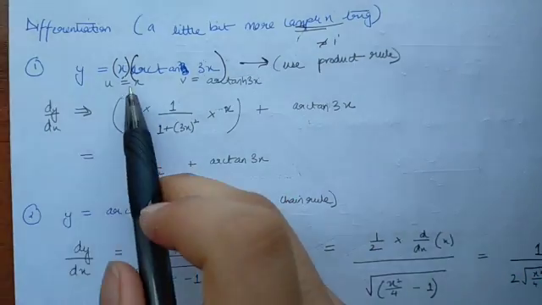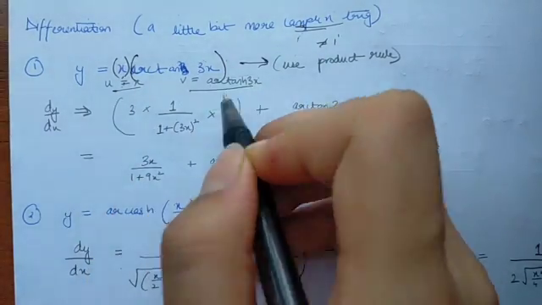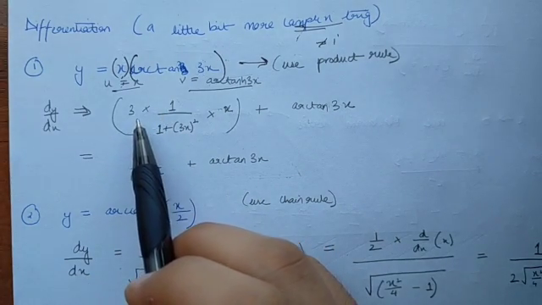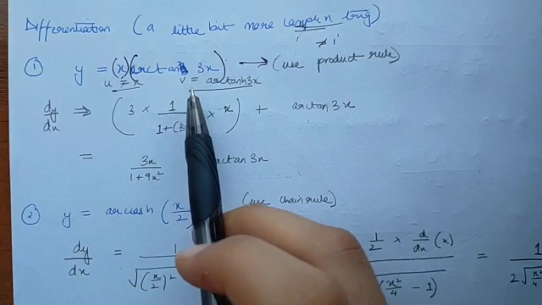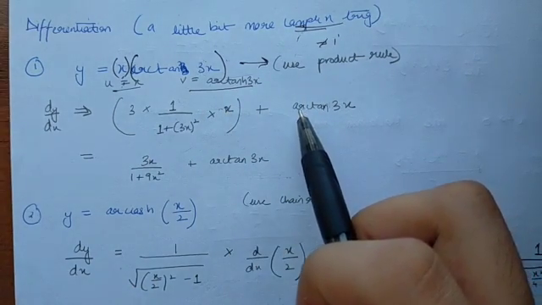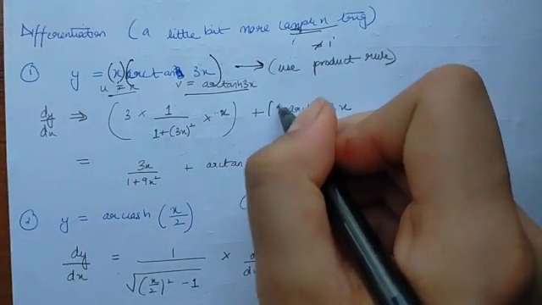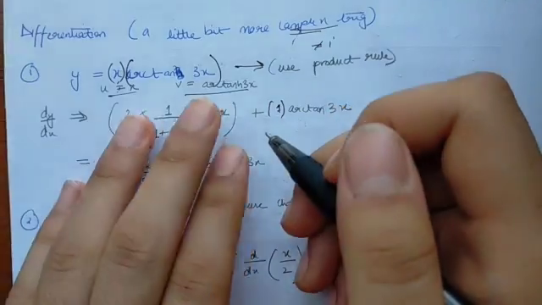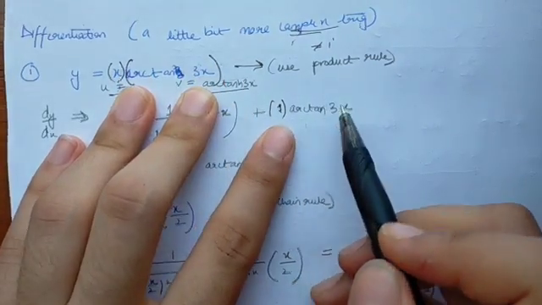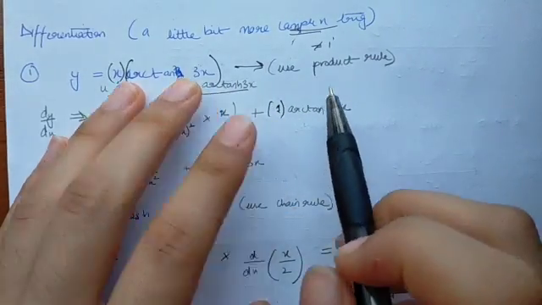And for that, you just assign one of the functions to be u and the other function to be v, and we just do one of the functions differentiated times the other function plus the other function differentiated times the first function. So first let's look at the easier part. Differentiating x would just give you 1, so 1 multiplied by the other function.